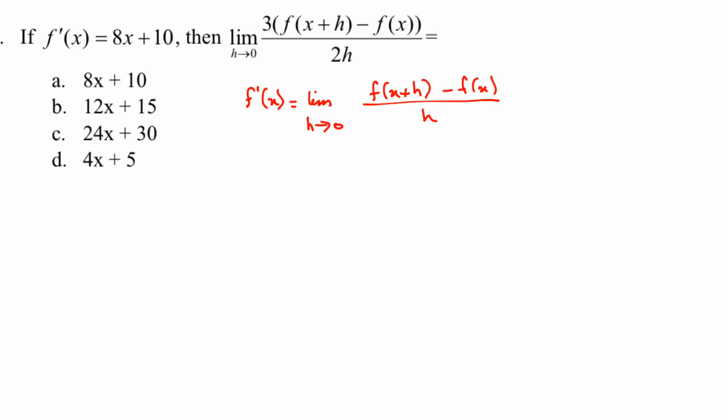So if I want to make both of these sides equal, there's a 3 and 2 here given to us in the question. I'll put that 3 and 2 here and then replace the f dash x with my f dash x here, 8x plus 10. And this will give me 3 over 2 multiplied by 8x will give me 12x, and 3 over 2 multiplied by plus 10 will give me plus 15. So the answer is B.